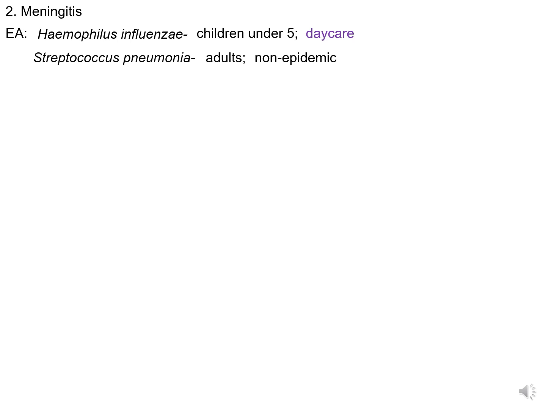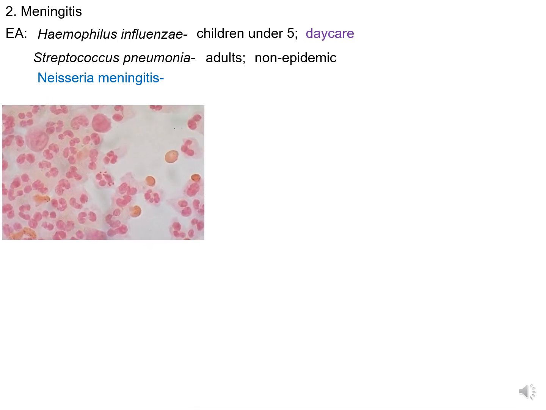Now, the most serious of all is Neisseria meningitidis, which is a cousin of the cause of gonorrhea. Now, this one is going to be a Diplococcus, but where we're seeing it now is in the cerebrospinal fluid.